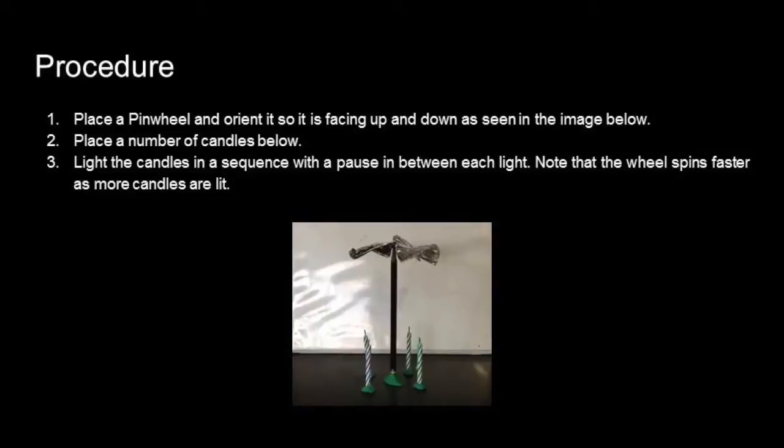So how are we going to set up this demonstration? First, place a pinwheel and orient it facing up so that it seems like the image below. Then, place a number of candles below it. Then light the candles in a sequence with a pause in between each light. Note, the wheel spins faster as more candles are lit.